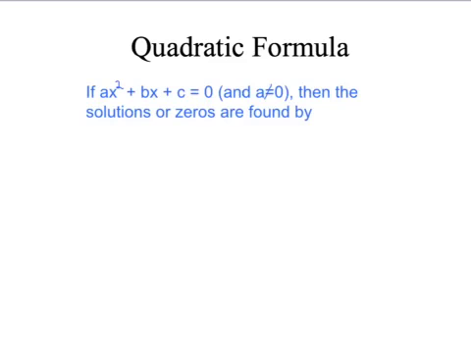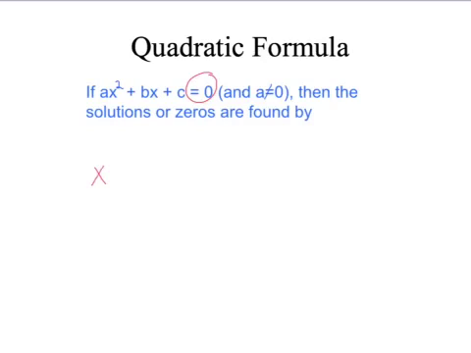Okay, so let's go ahead and start by stating what the formula is. So if ax squared plus bx plus c equals 0. So right there, we have to have it equal to 0. And of course, a cannot equal 0. Then the solutions, or the zeros, whichever one you want to use, are found by the quadratic formula.